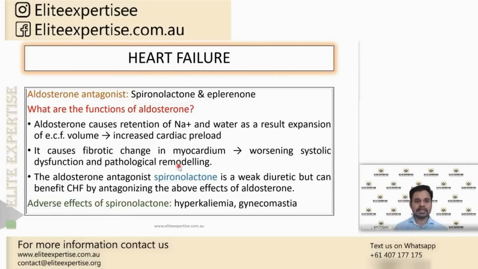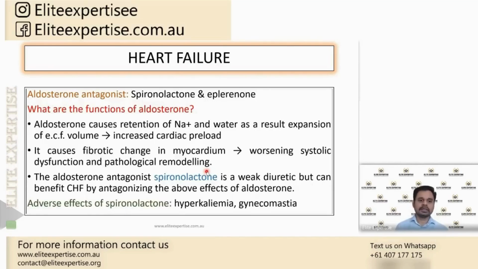So what happens here is, if we give an aldosterone antagonist, that is spironolactone, which is a weak diuretic and also a potassium sparing diuretic, then if we put the patient on an aldosterone antagonist, it will block these functions. And the aldosterone antagonist, spironolactone, will prevent left ventricular hypertrophy. So that's the advantage of spironolactone.